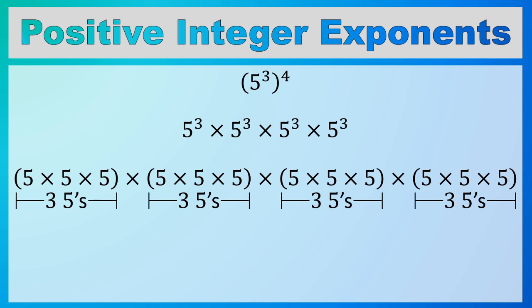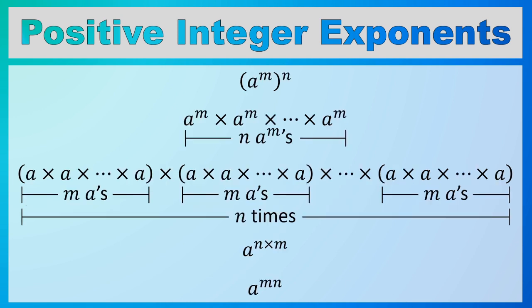So how many 5s do we have in total? 3 plus 3 plus 3 plus 3. That is repeating addition, which is the definition of multiplication, so that would be 4 times 3. And so we have 4 times 3 5s, and the total is 5 to the 4 times 3. Based on the commutative property of multiplication, that is 5 to the 3 times 4. And so we are multiplying these exponents. And you can do likewise with variables.